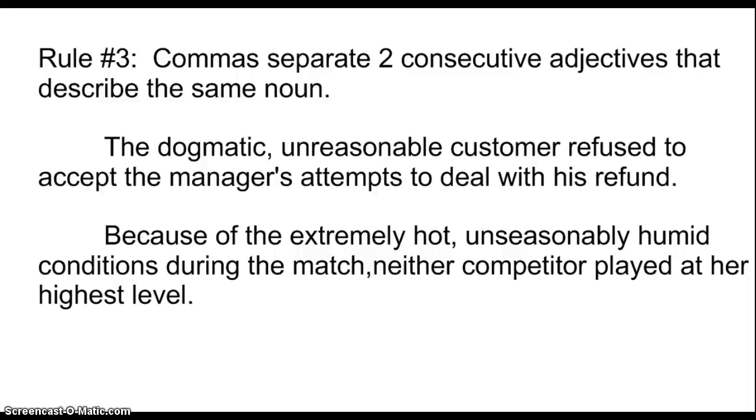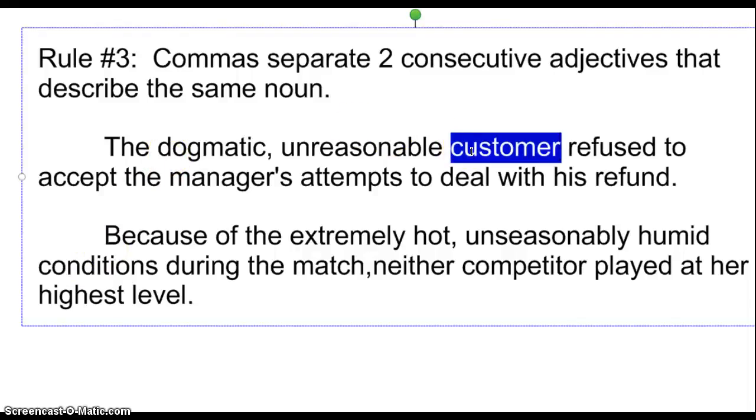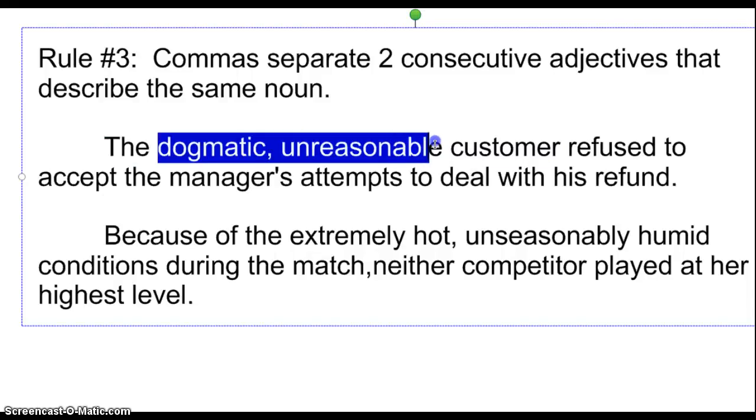right next to each other, that describe the same noun. So in English, almost always you have your adjectives in front of your noun. So if I've got my noun over here, customer, and I've got two adjectives that precede it, which is where they almost always go in English, and I've got two of them right in a row, the point of the comma is to keep my reader from misunderstanding what's coming up. Dogmatic is an adjective, unreasonable is an adjective.